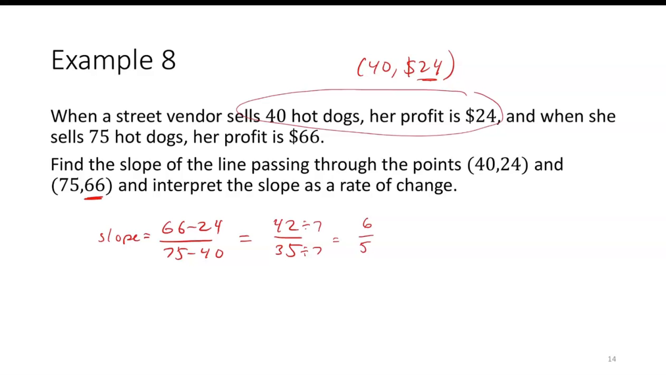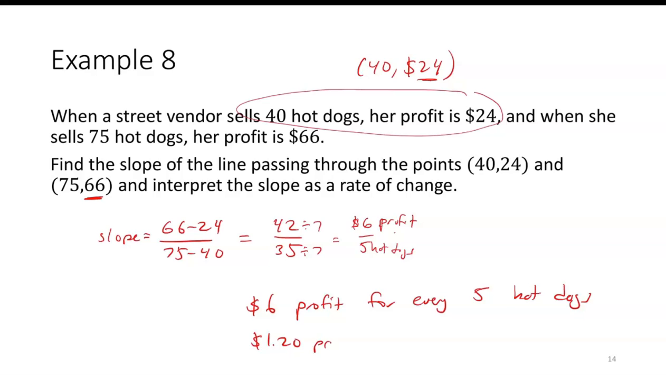So that's going to be 6. Let's see. The y value was dollars. $6 for 5 hot dogs, or $6 profit. So she makes $6 profit for every 5 hot dogs she sells. Or if you divide by 5, this would be $1.20 profit per hot dog.